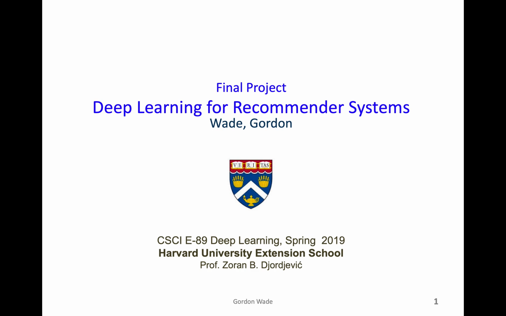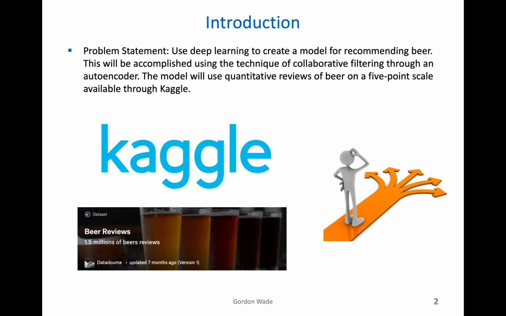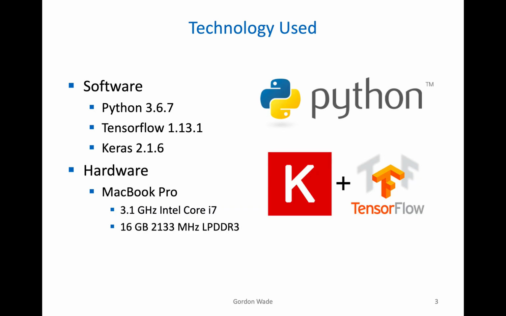So what I'll do is walk through these slides first, and then we can go and take a look at some of the code. For this project, I chose to create a recommender system for recommending good beer. This is based on the technique of collaborative filtering, and we use the autoencoder architecture for our models. The dataset that we use is a set of quantitative beer reviews provided by Kaggle.